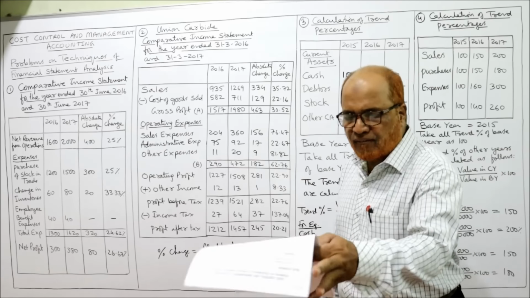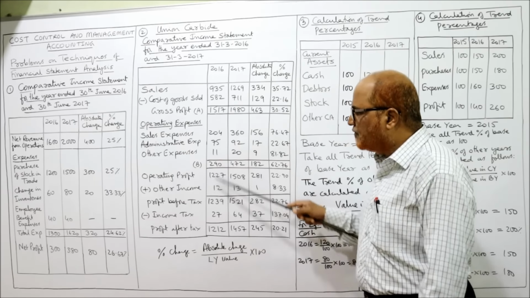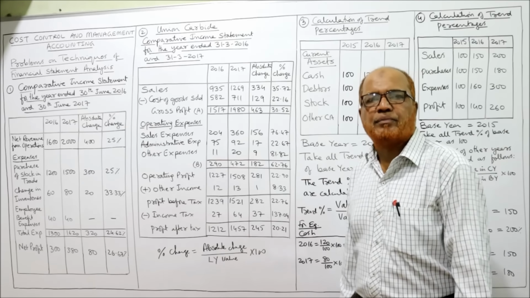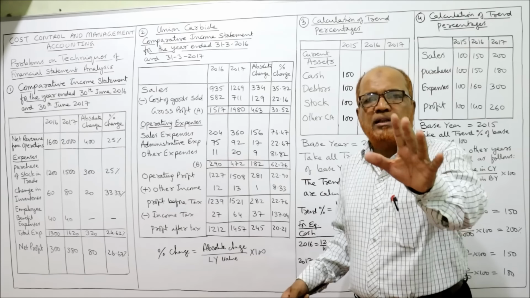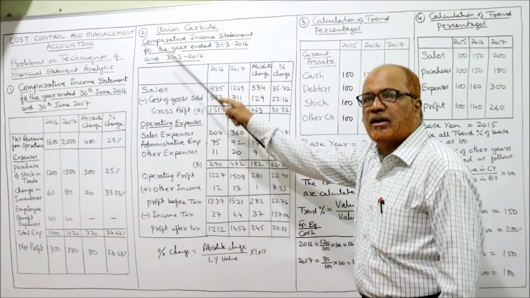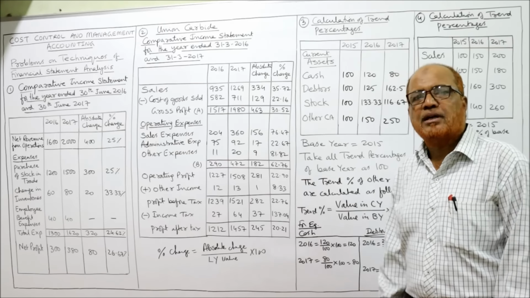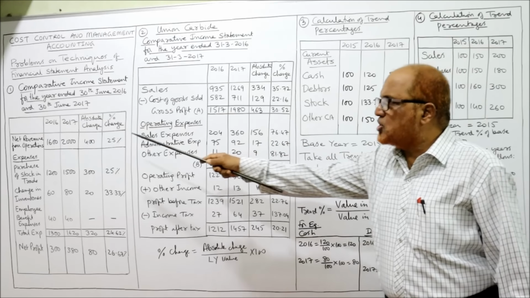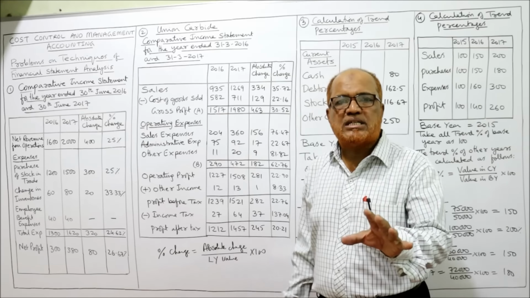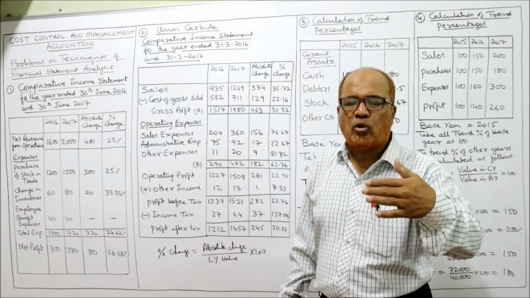That's it. The first two columns we have taken from the problem itself. We have not done anything. Only the thing you have to remember is the format. This format you have to remember. That's all. Now absolute change and percentage, just now I have explained to you in detail. Now I am going fast. Again I am not going into detail.